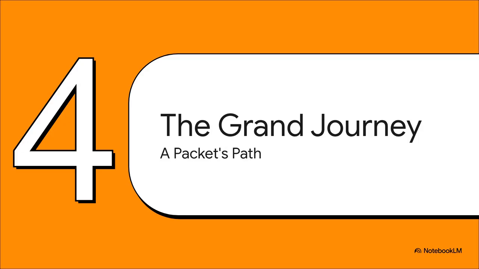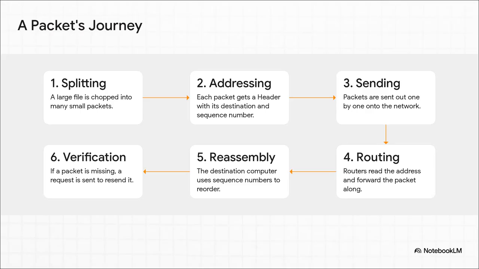All right, now that we know what a packet is and what's inside, let's actually follow one on its incredible journey across the digital superhighways of the internet. And all of this happens faster than you can blink. First, your device splits the file and addresses each little packet with a header. Then they're sent out into the wild. From there, special devices called routers act like little digital postal workers, reading the address and routing each packet along the best path. Once they arrive, the destination computer uses those all-important sequence numbers to reassemble them in the correct order.